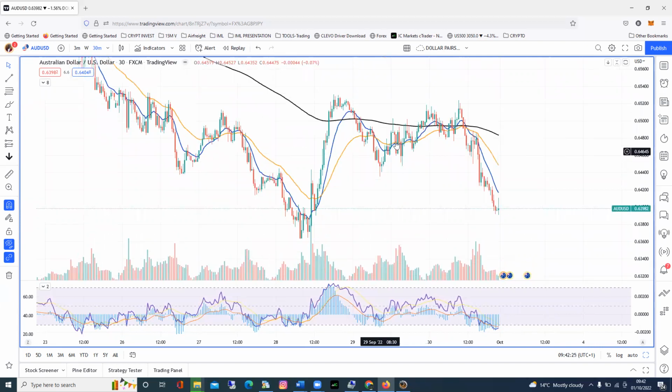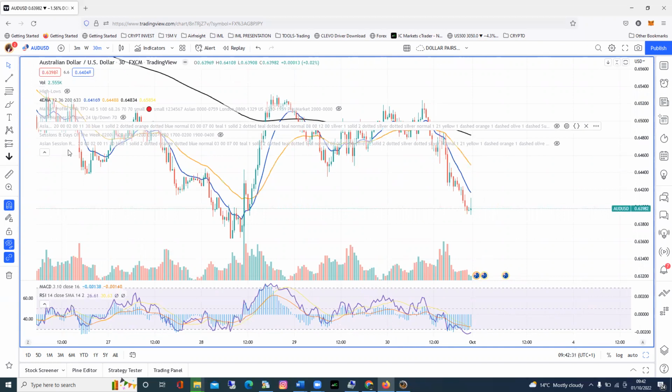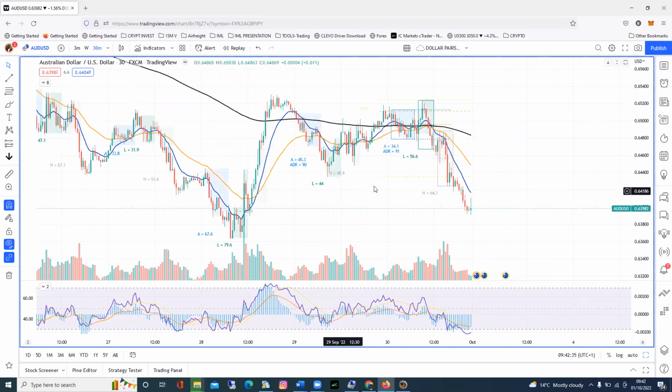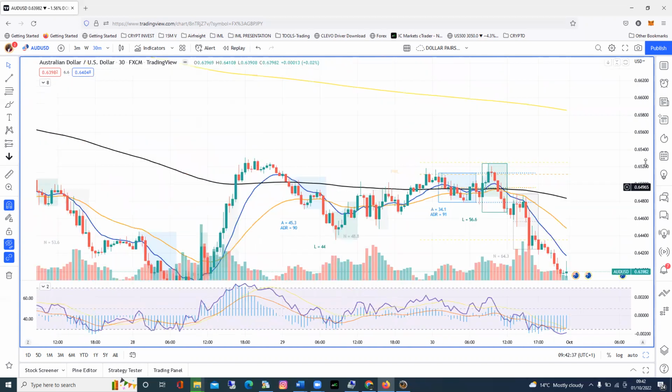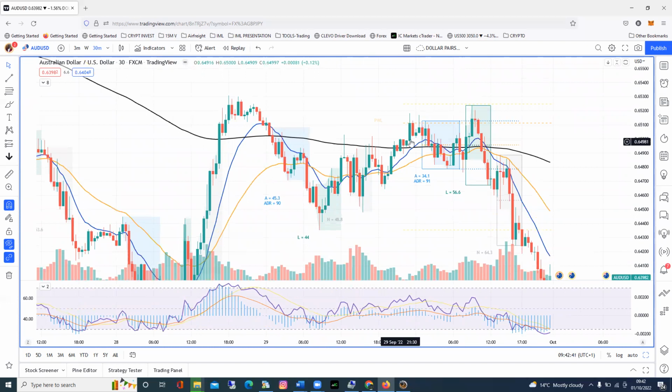Right. So what I was trying to explain is, over here, this is also the Asian session represented by A. Every single thing that happens inside there is the Asian session.